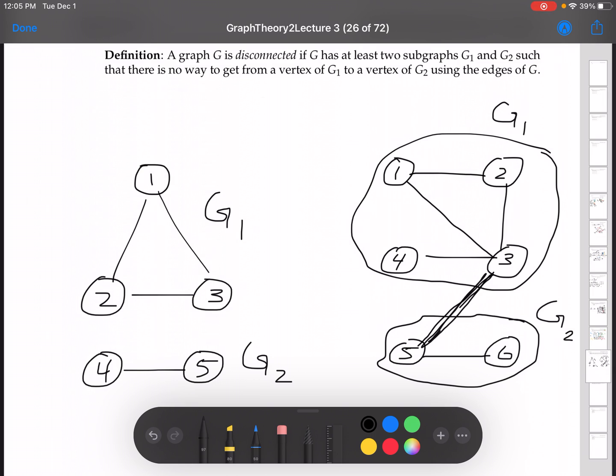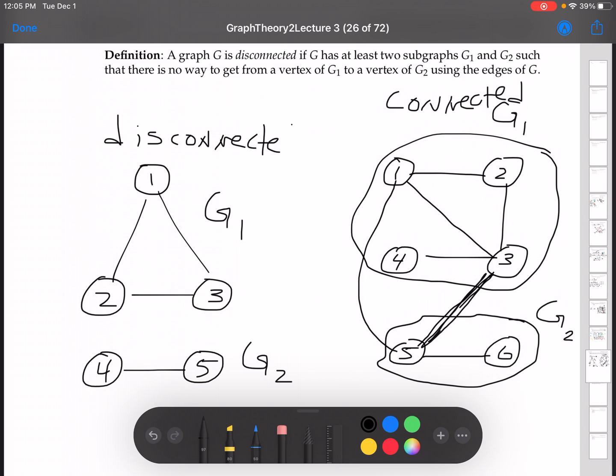To be connected, you could have lots of different ways to get over there. You could have something like that. Perfectly fine. Lots of different ways. But this over here, this is connected. This is disconnected. Now do you see how if you're disconnected, there's just no way to get from a vertex of G1 to a vertex of G2.